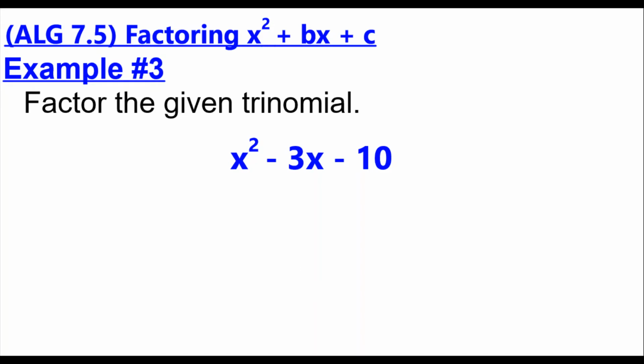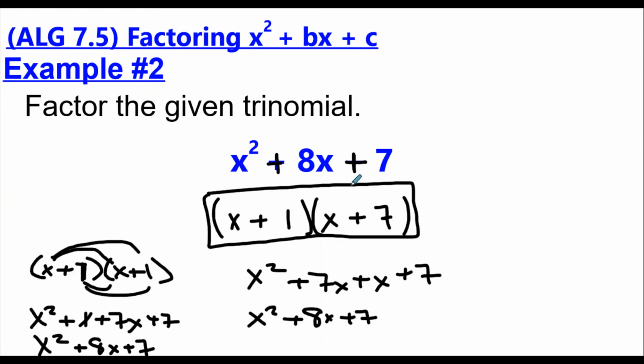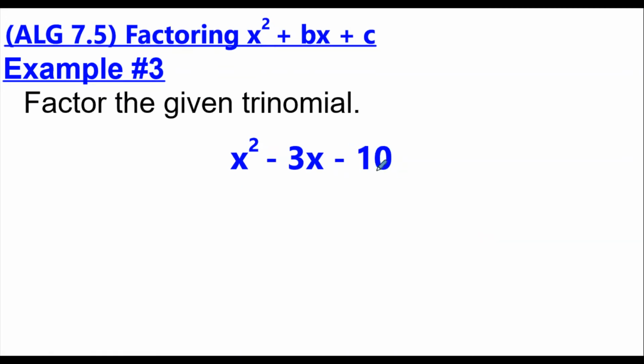This example here is a little bit tougher than the previous example for two reasons, really. There are now negatives, not just positives. And then also this 10 on the end here is not a prime number. So now I've got more than one possibility. On this last example, it was a positive 7. I knew it had to be a 1 and a 7 in these two spots here. So in this example, we've got a negative 10. So I have to think of all the possible pairs that multiply to negative 10.